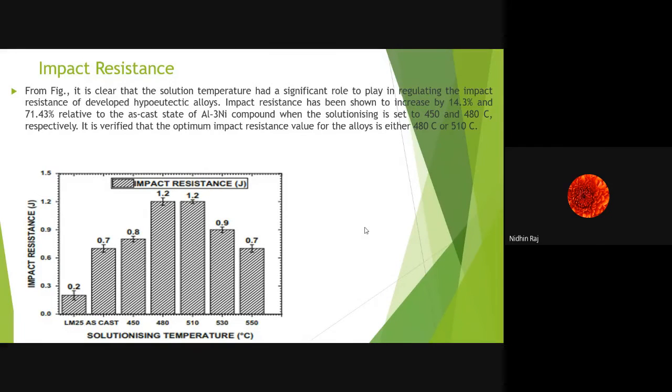So that much was regarding the different property studies that we carried out in this study. I have described the microstructure, I have described hardness, then tensile strength, then ductility, and now the impact resistance.